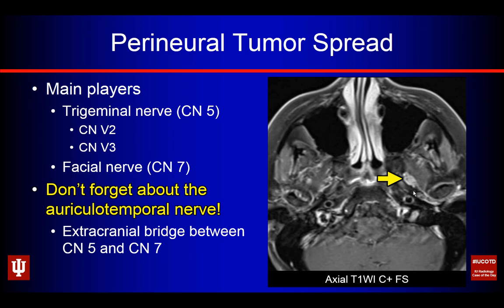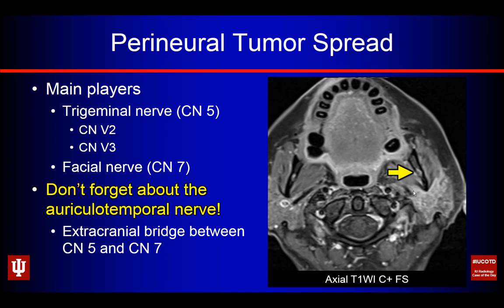Look carefully at the rest of the image. What else do we have? Stylomastoid foramen proximal, the very distal descending mastoid segment, asymmetrically and avidly enhancing and enlarged. We have perineural tumor spread crawling its way into the temporal bone via the facial nerve canal. Let's go a slice down.